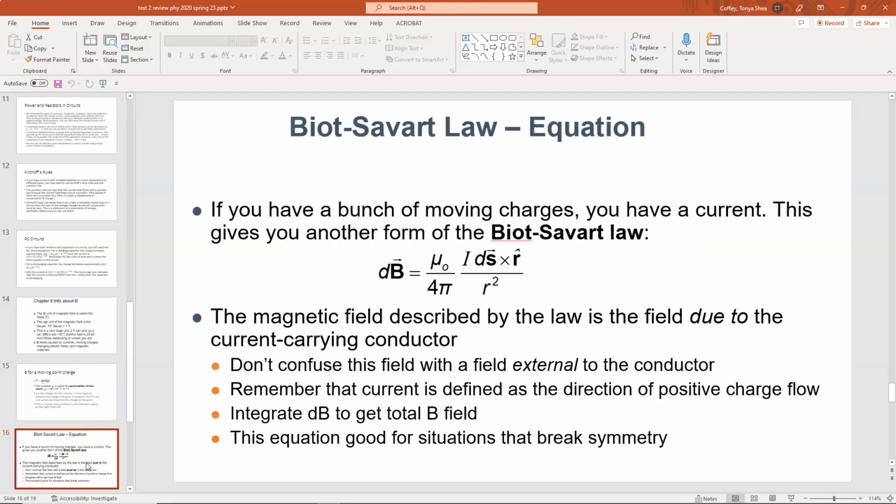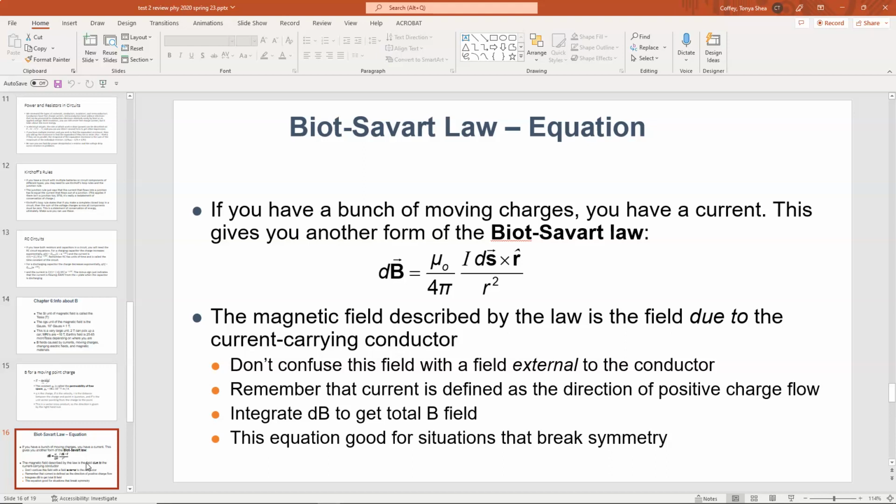If you have a bunch of moving charges, then you have a current, and this gives you another form of the Biot-Savart law. So dB here, just the little differential portion of the magnetic field, is equal to mu naught over 4 pi times I ds cross R hat over R squared. And then to get the total magnetic field, you just integrate over the whole current distribution by integrating over ds.